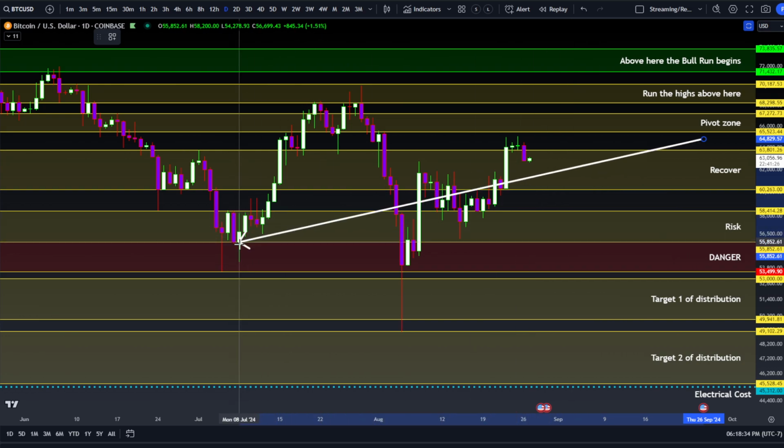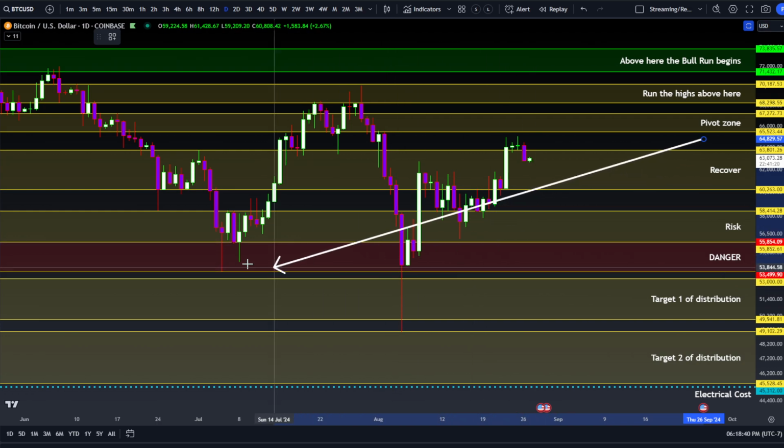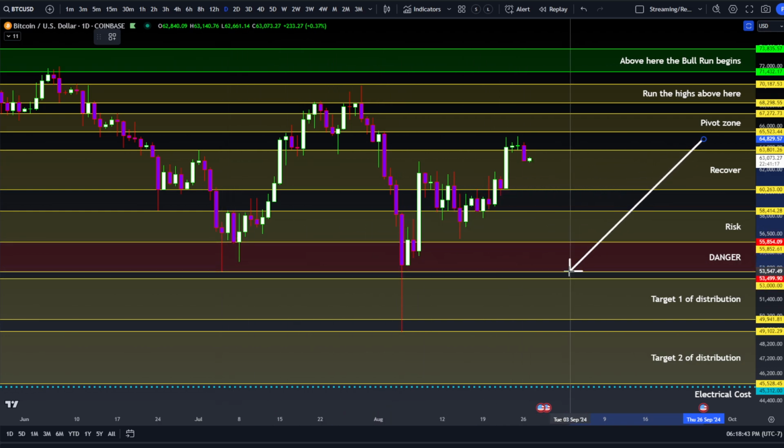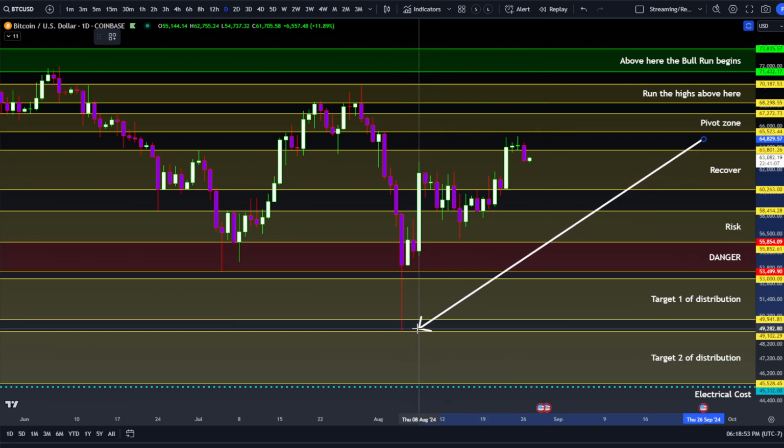Now, that is this close open down here. This was of the prior downtrend. Anywhere below there, we're looking to the bottom side of the danger zone, 53.5, possibly breaking down from there into target one of distribution between $53,000 and $50,000. And of course, we already know, because there was a wick through this zone down to the top side of target two of distribution, which is at 49K.